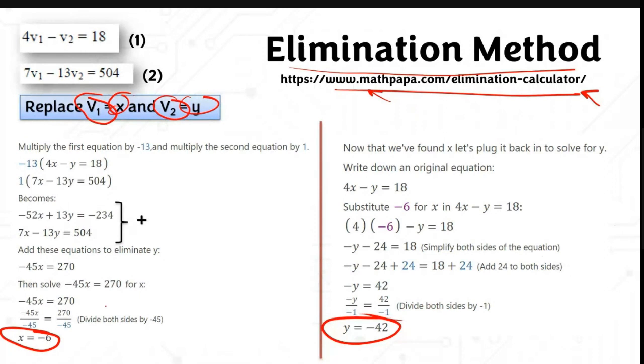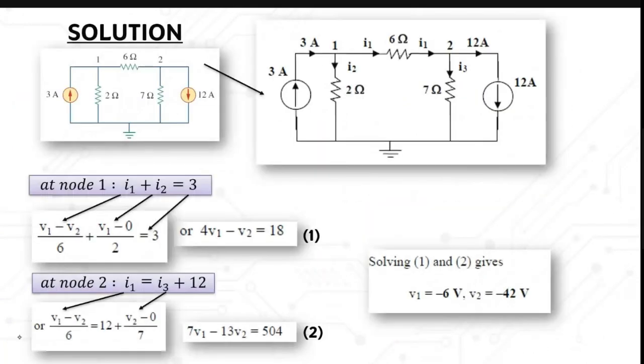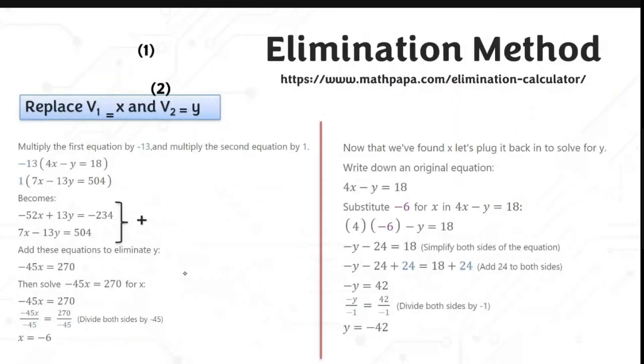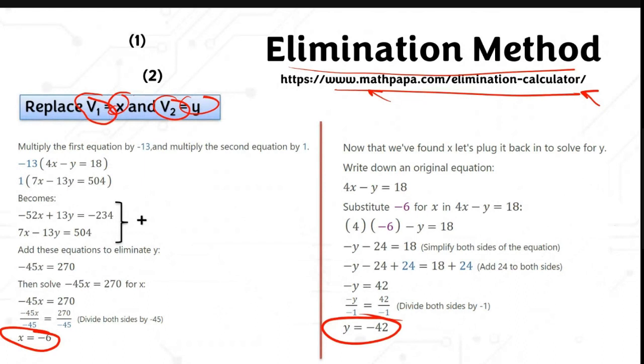But what is important is that in order to get the correct value, you need to have the correct equations. For this one, we need to get the correct equation 1 and equation 2. If you get the wrong equation, you might not get the answer that you are searching for.